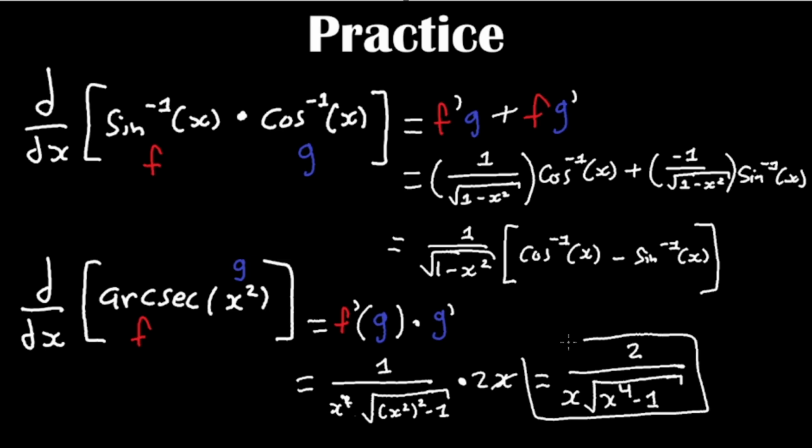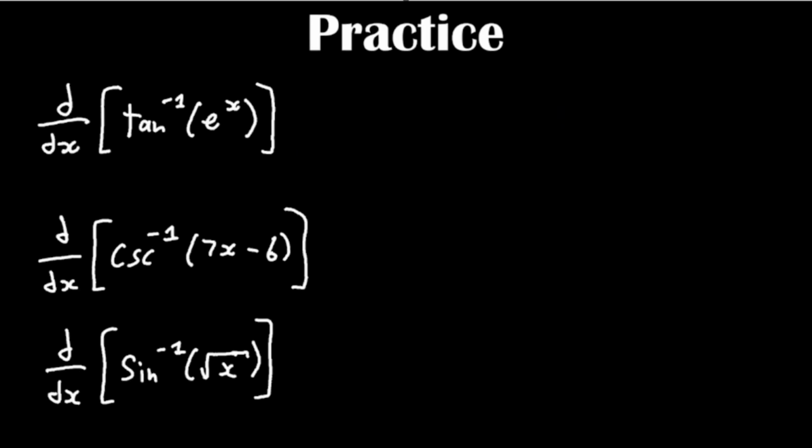So our final derivative is 2 over x times the square root of x to the 4th minus 1. Alright, so now for our final bit of practice. We have 3 problems here. Our first one is the derivative of the tangent inverse of e to the x. So we're going to need the chain rule. For all these problems we will actually.